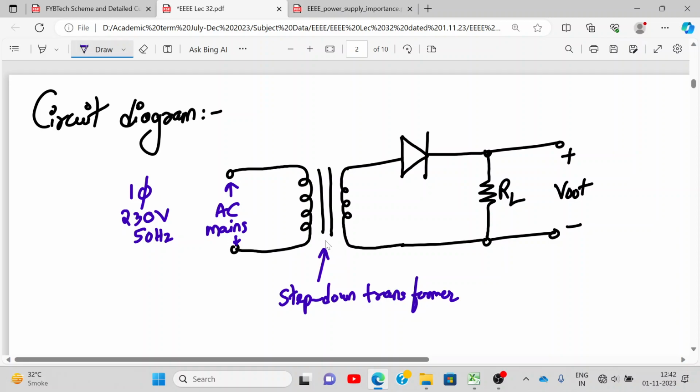What is the function of a transformer? To step down the AC voltage. What is the other function of the transformer? To isolate the input from the remaining part of the circuit. That means this transformer is isolated, this ground and this ground, they are separate. Are you understanding what I'm saying?